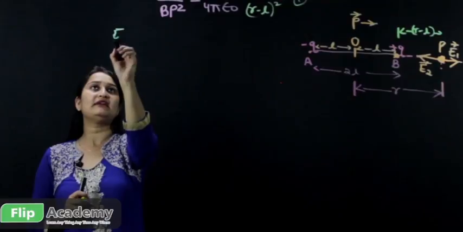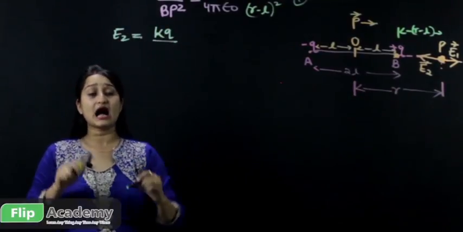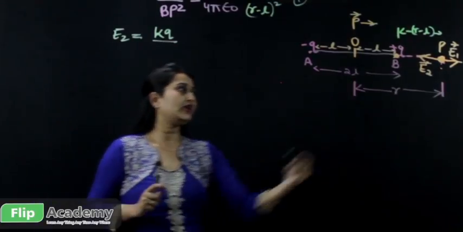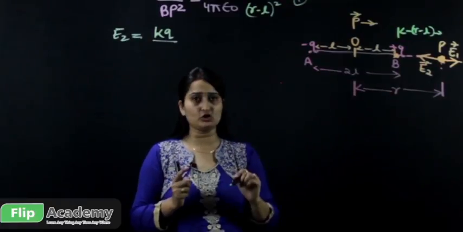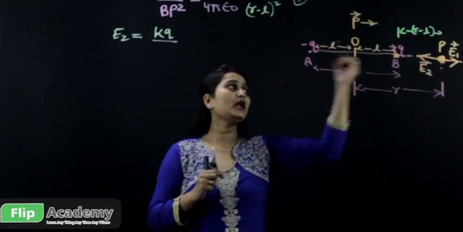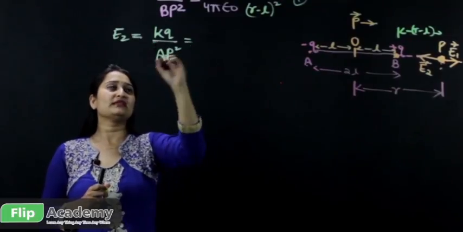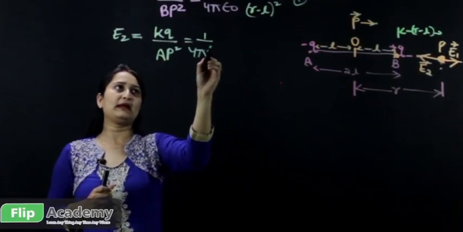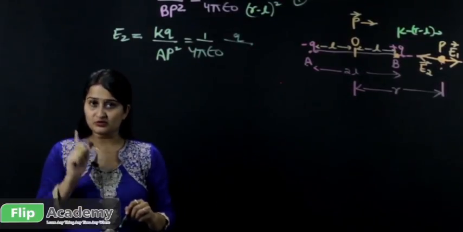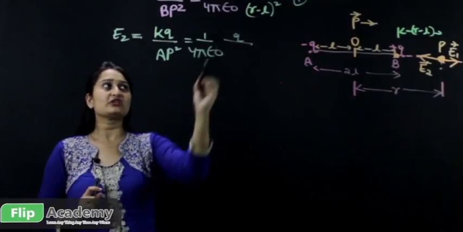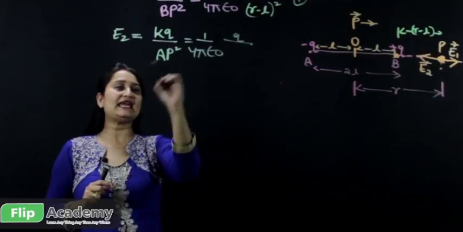Similarly, you have to find the value for E2. E2 also has the same formula, KQ upon r square. In this condition, E2 is the electric field intensity which is produced by minus Q. So the distance between them is AP, so it is AP whole square. Now K is 1 by 4 pi epsilon naught Q. In this condition it is minus Q, but we are considering only the magnitude, so no minus sign is allowed in this condition.